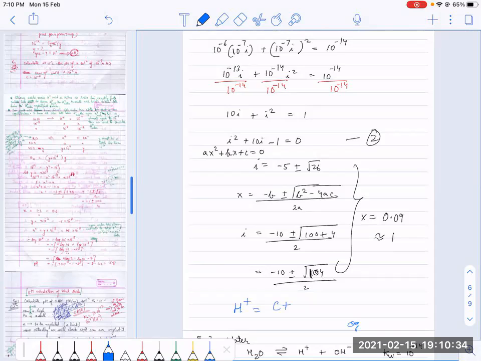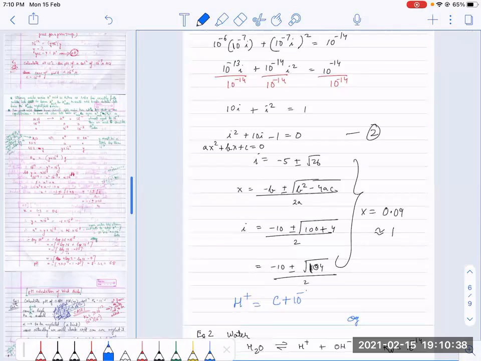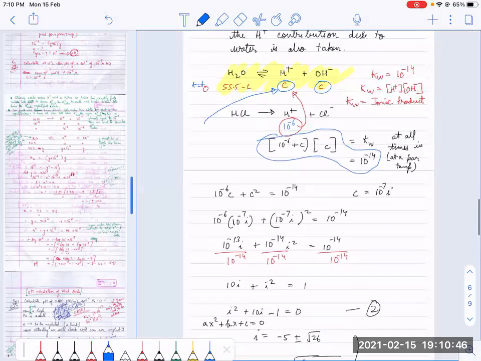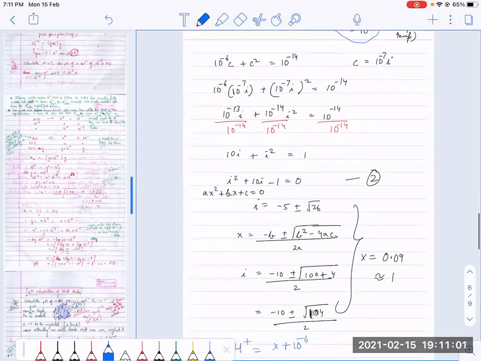c plus 10 to the power minus 6. I mean x plus 10 to the minus 6. Let's check the variable. Was it x or c? Yes, c. Okay, it was c. 10 to the power minus 6 plus c. C is equal to minus 10 to the power minus 7i.